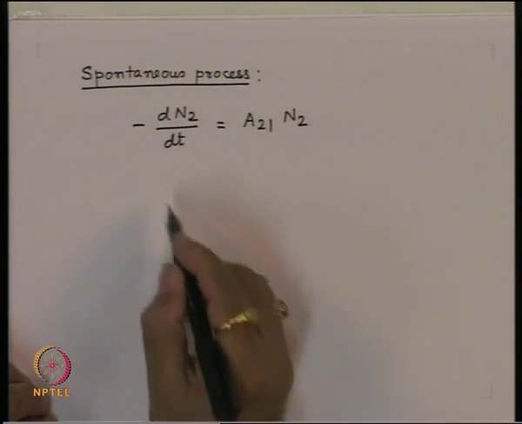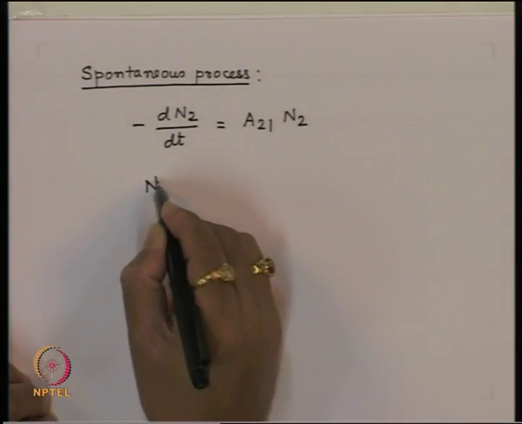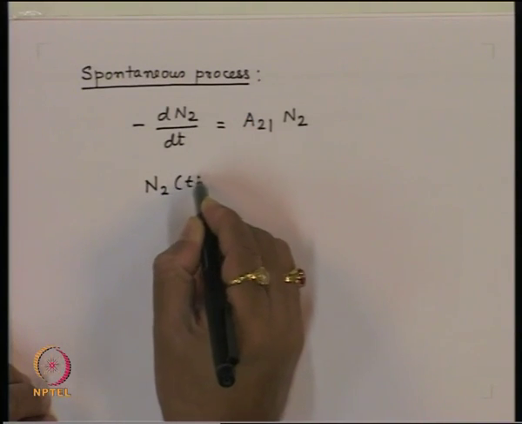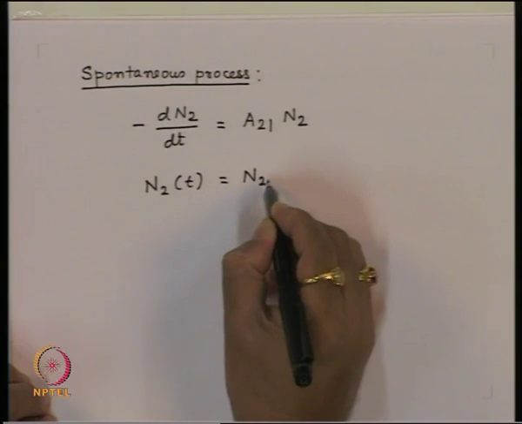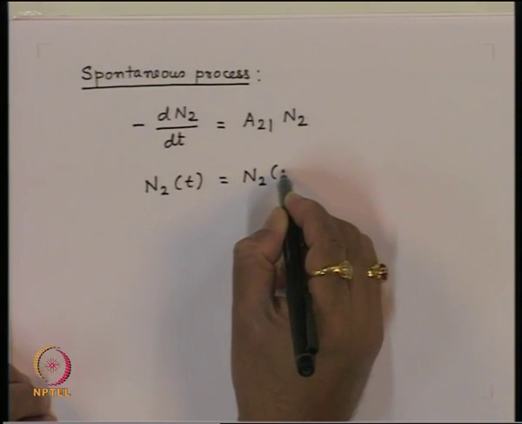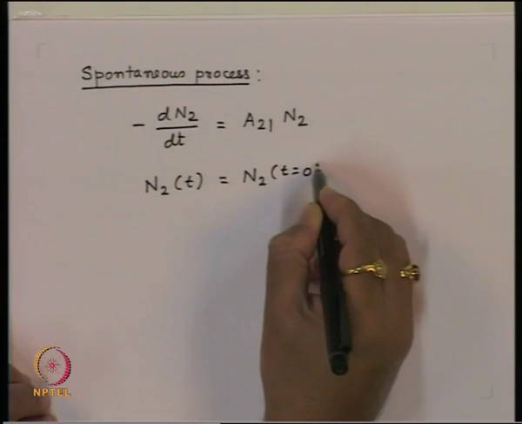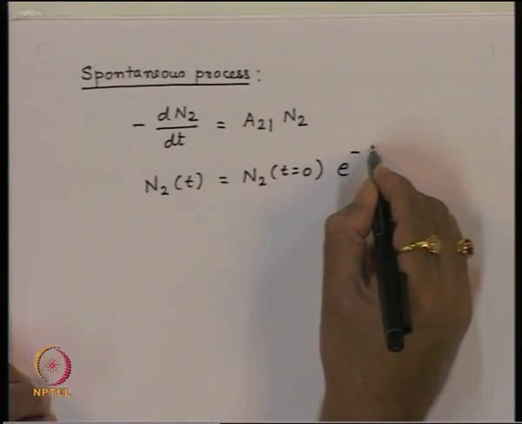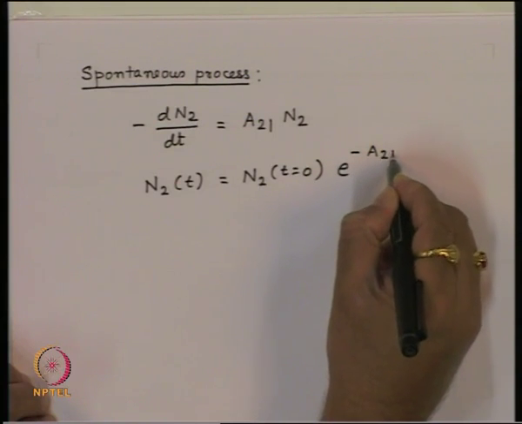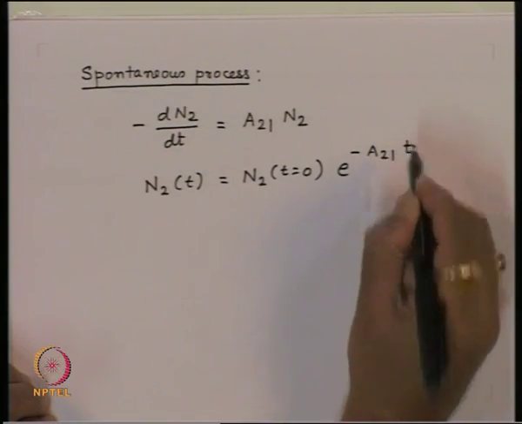We can solve this equation, and the simple solution for this will be N2 as a function of time, that will be N2 at t equal to 0, e to the power minus A21 into t.